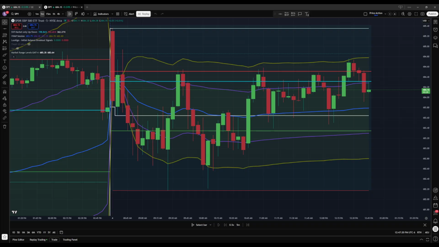But yeah, again, this strategy doesn't predict tops and bottoms. It tells you where price is accepted, where it's rejected, so that we can be aligned with where the market sees the value at.